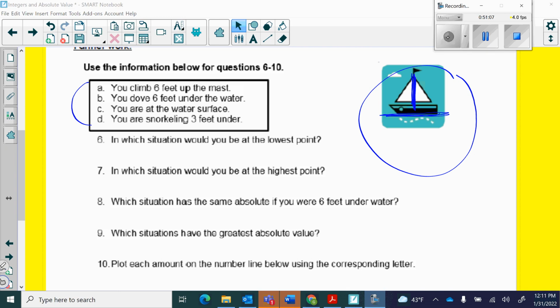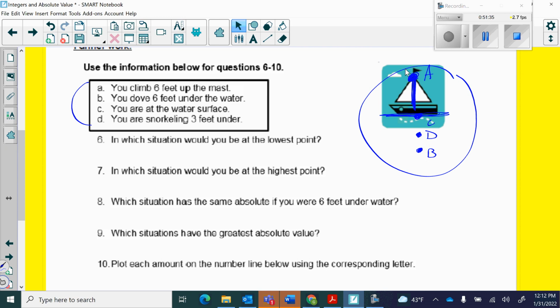Okay, first step on this one to make it easy. If I climb 6 feet up the mast, part A is going to be right up here. So there's A. Dove 6 feet under. So B is going to be that same distance in the other direction. At the water level is C. So there's our C. D is halfway in between.